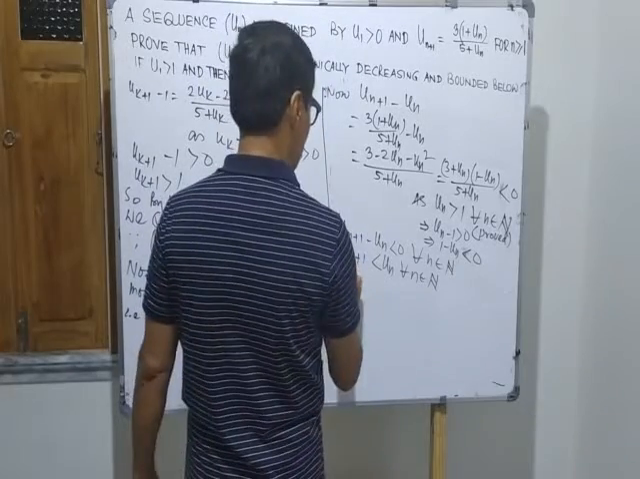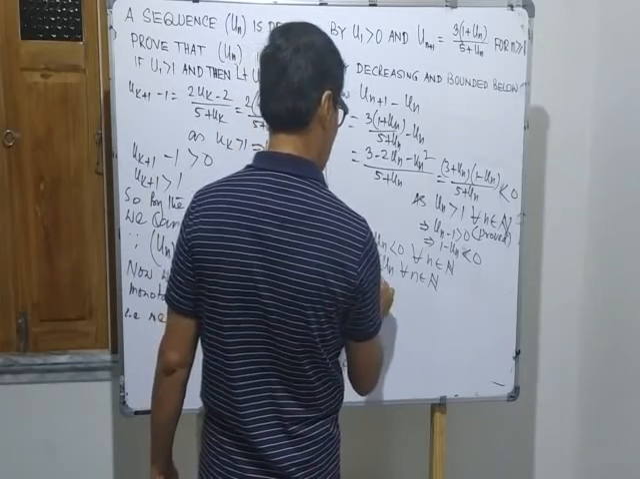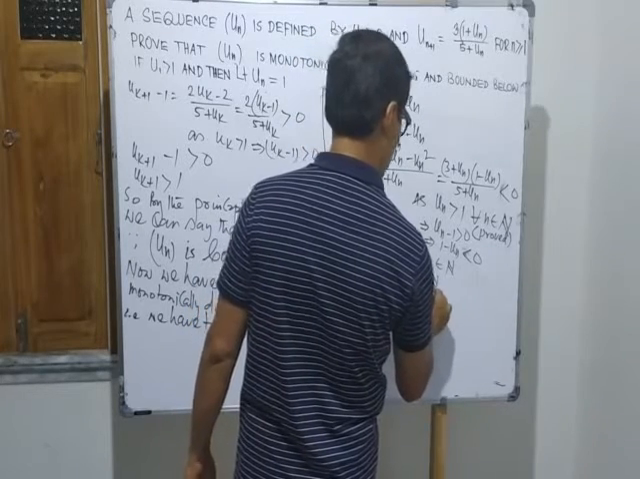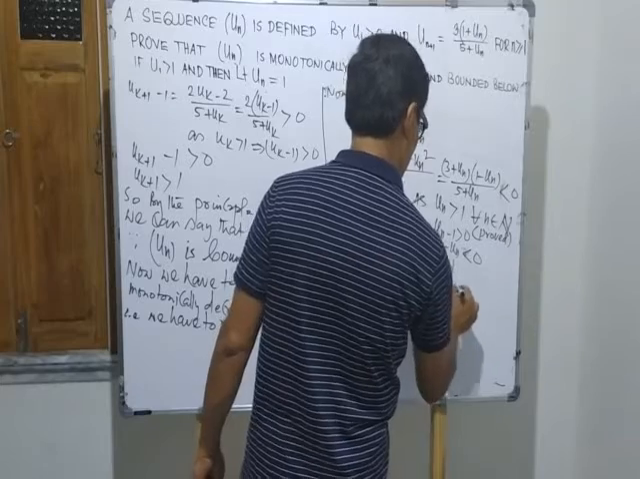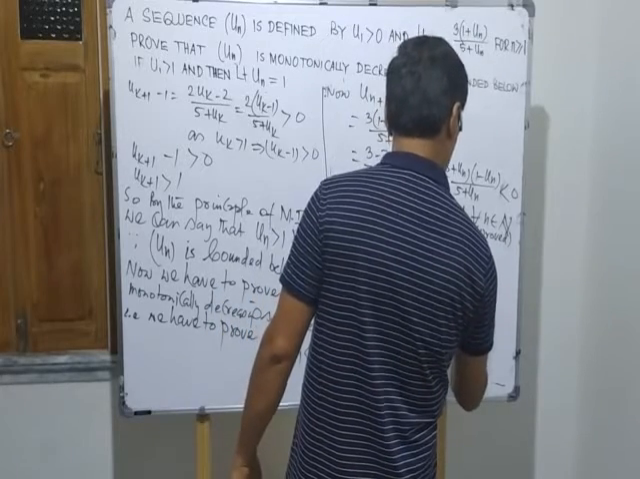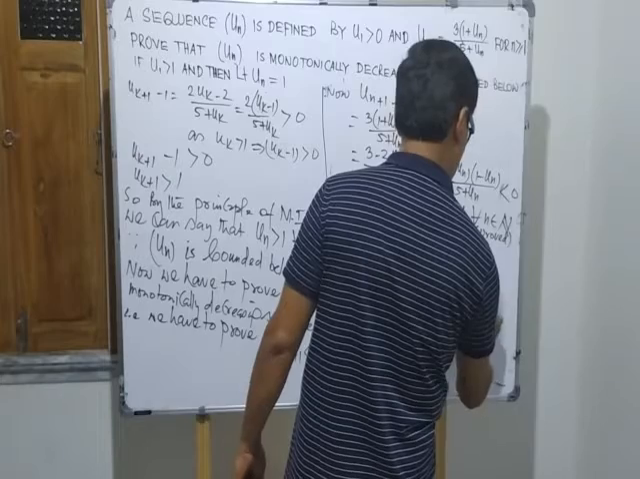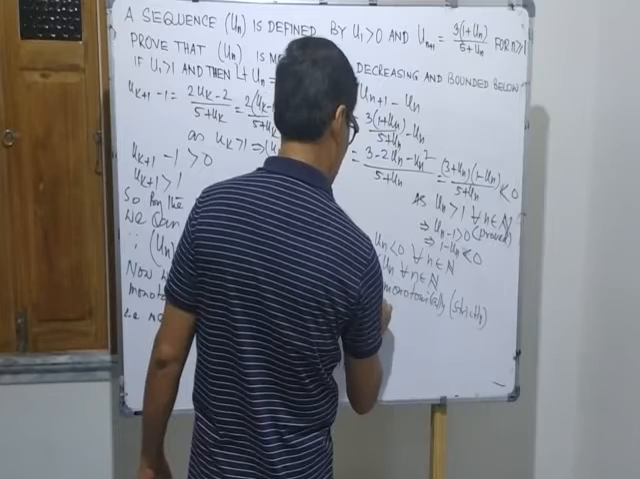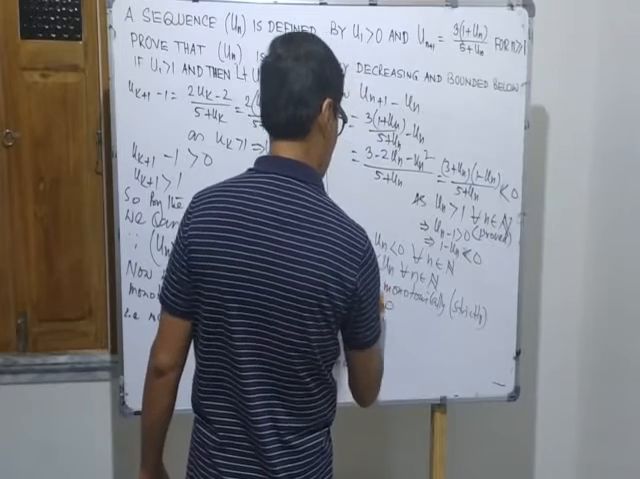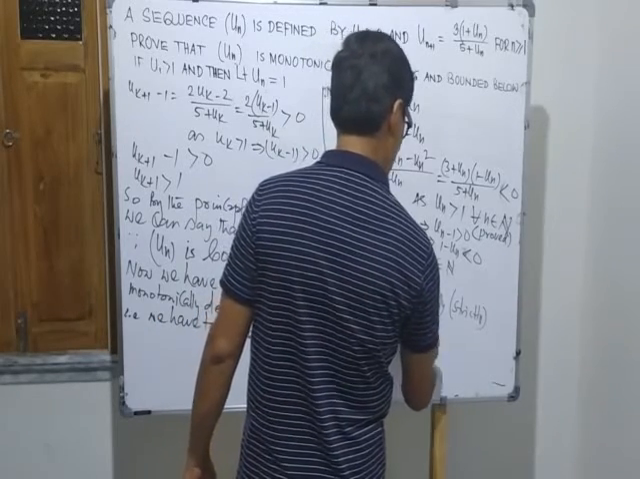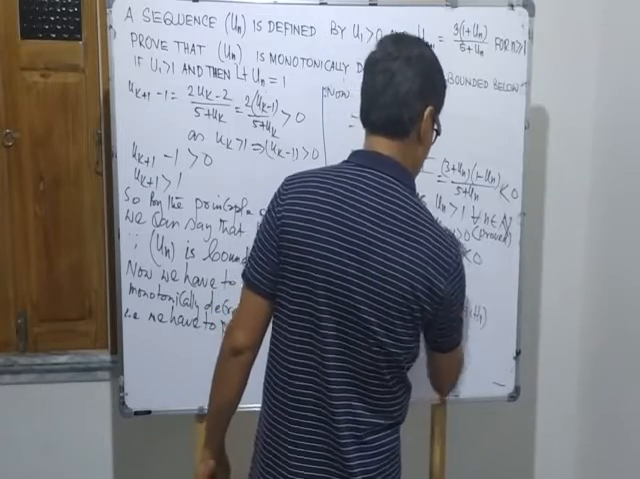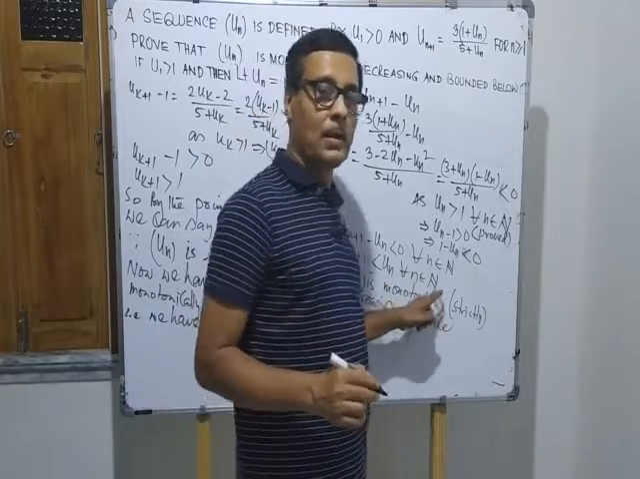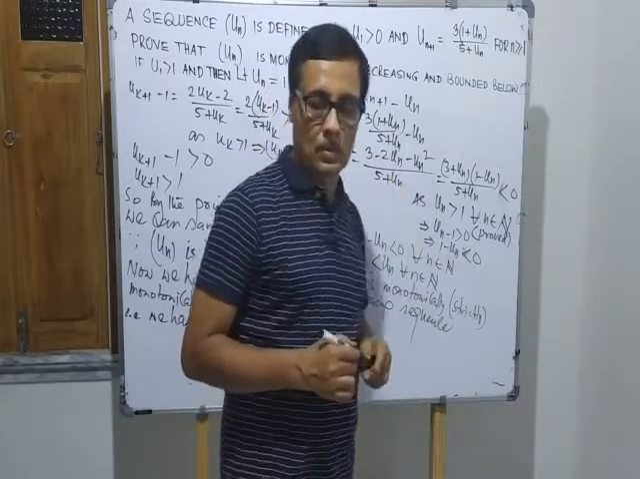So un is monotonically decreasing, also strictly monotonically decreasing sequence. So we have proved un is monotonically decreasing and un is bounded below.